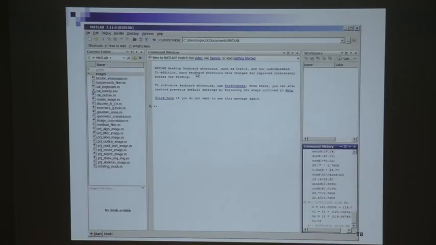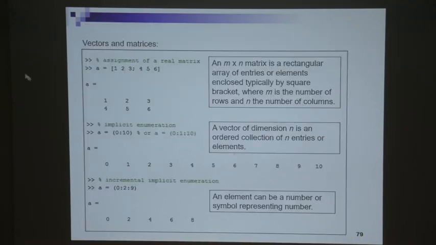Once you download MATLAB and execute it, you double click on the MATLAB icon, and you see an interface like that. This is the command window, this is the workspace, this is your command history. Then you can do vector and matrix operations. If I type A equals 1, 2, 3, semicolon, 4, 5, 6, since it's an interpreter, it straight away executes this and tells you 1, 2, 3, 4, 5, 6. So this is a matrix of 2 by 3.